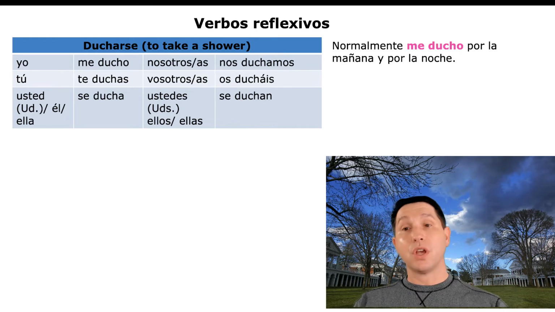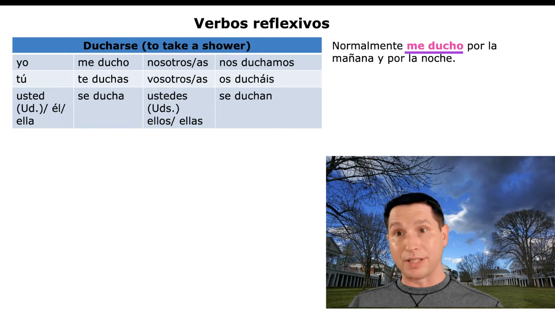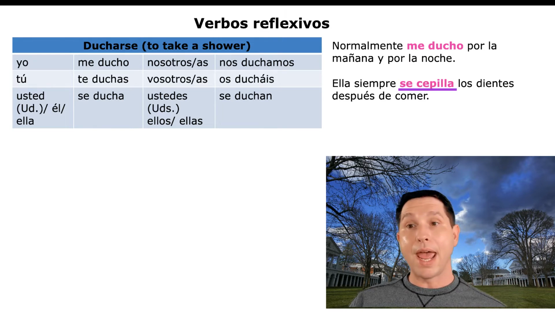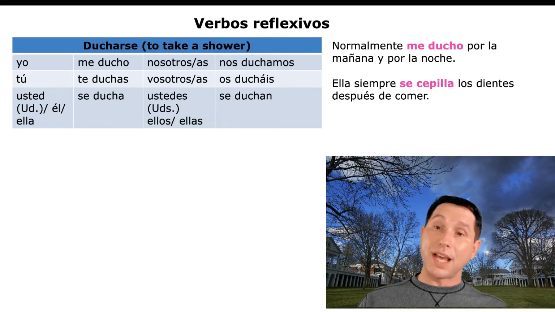Couple of examples. Normalmente me ducho por la mañana y por la noche. Ella siempre se cepilla los dientes después de comer.